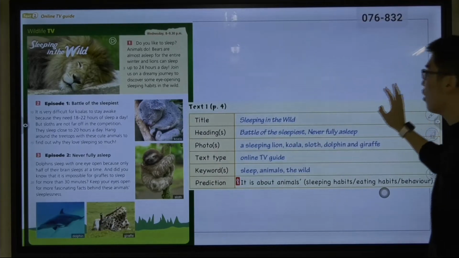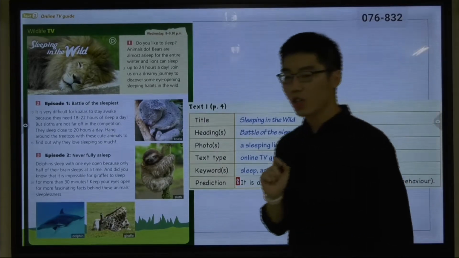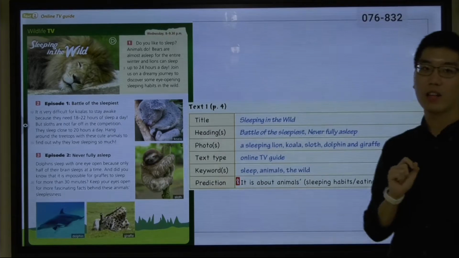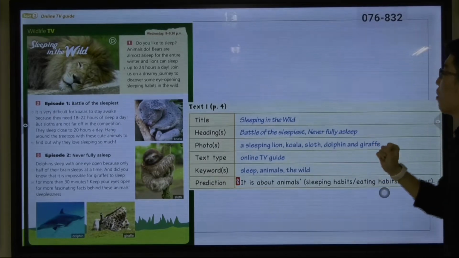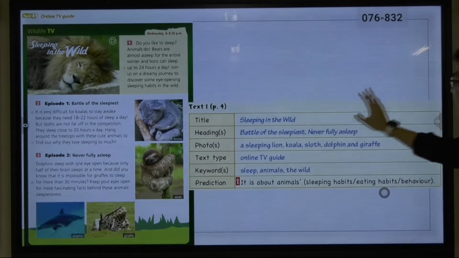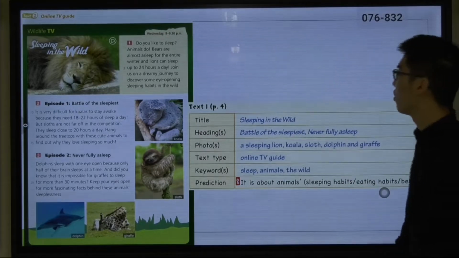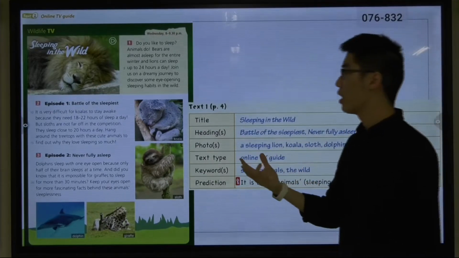Okay. So before we are going to teach you the content, for the test 1, I'm going to teach you to find this useful information for you before you are going to read the passage.